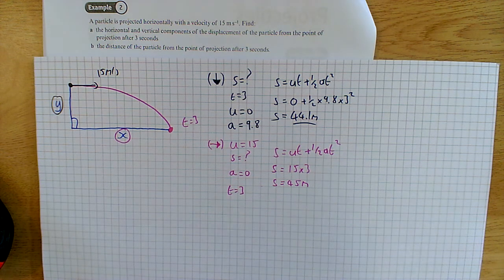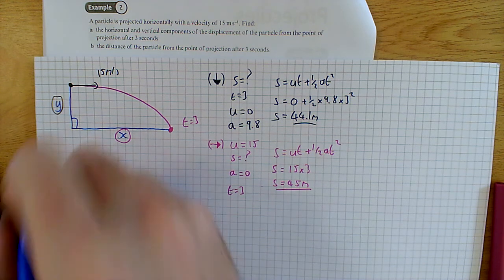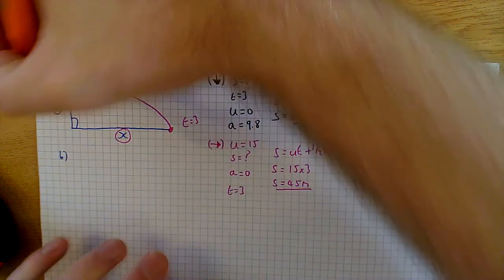That's part A done. There are two answers to part A, 44.1 and 45. And then all we need to do is part B. For part B, I'm just going to draw another diagram. It asks us for the distance. So remember, the distance does not take into account the direction that you've actually travelled. It wants the straight line distance.